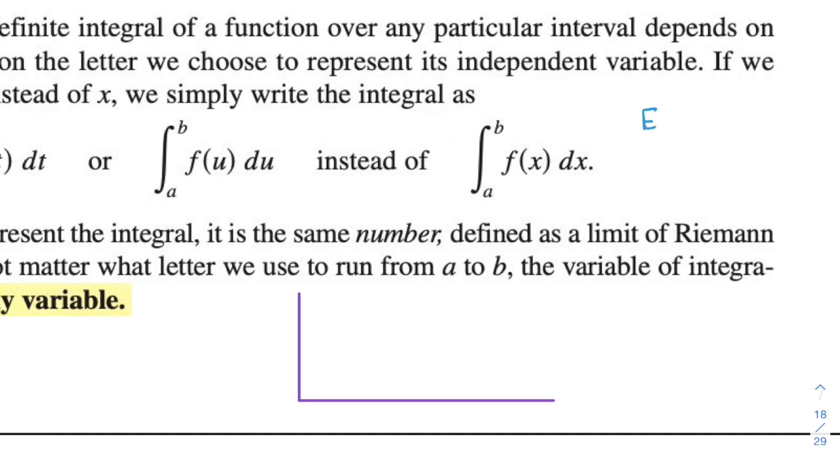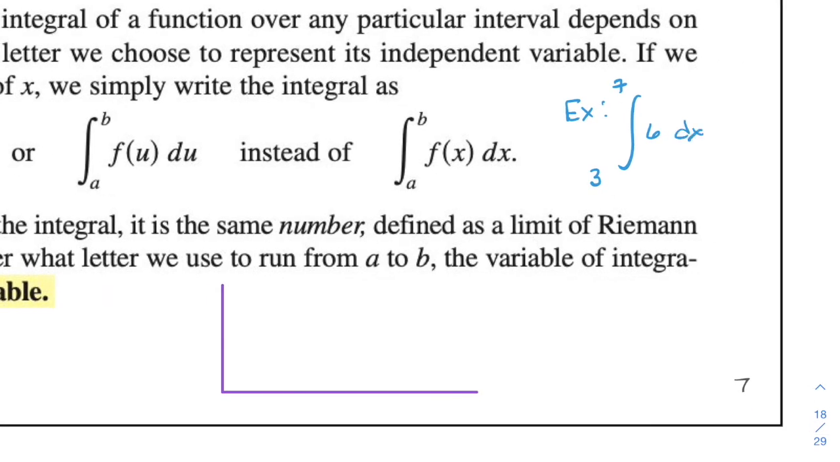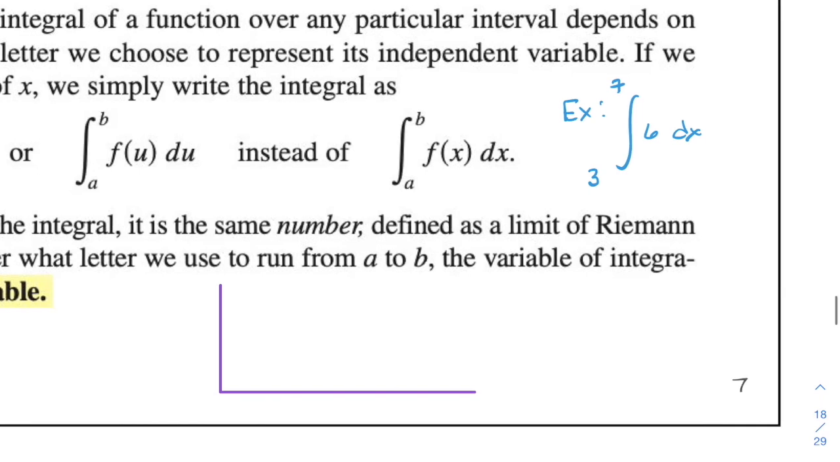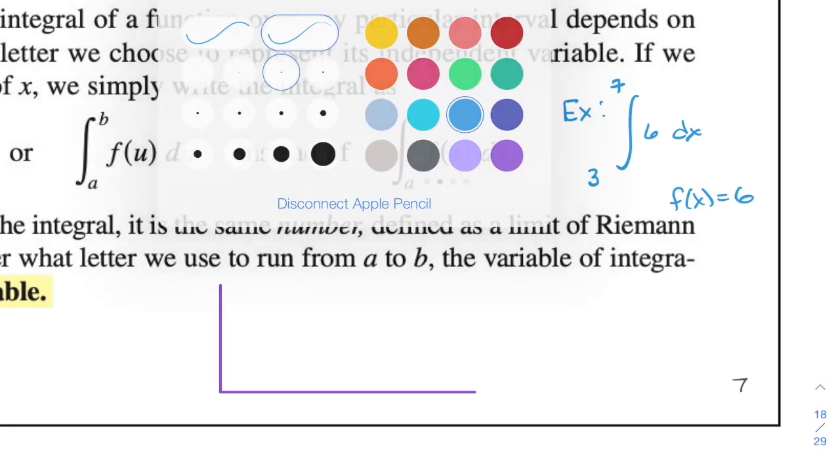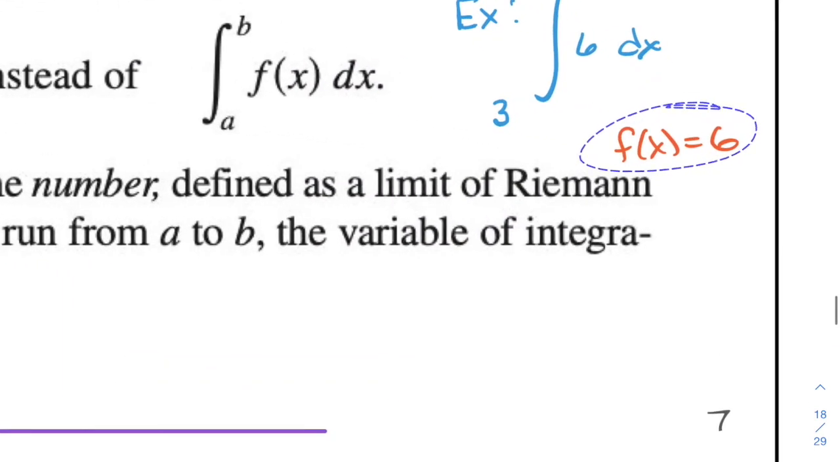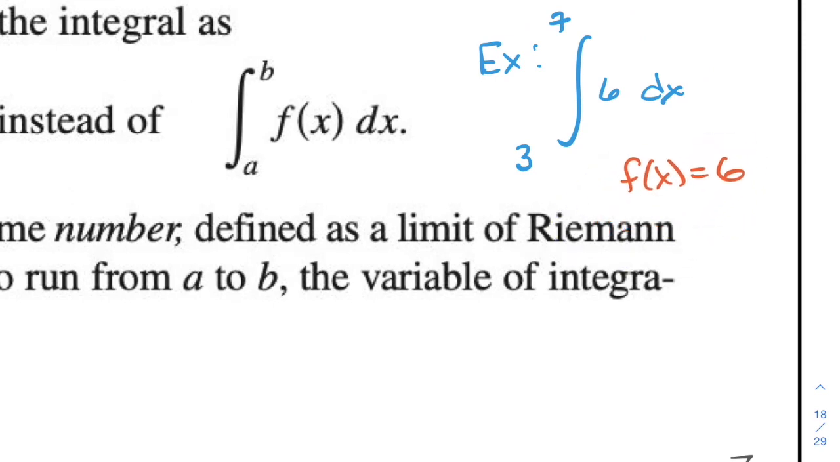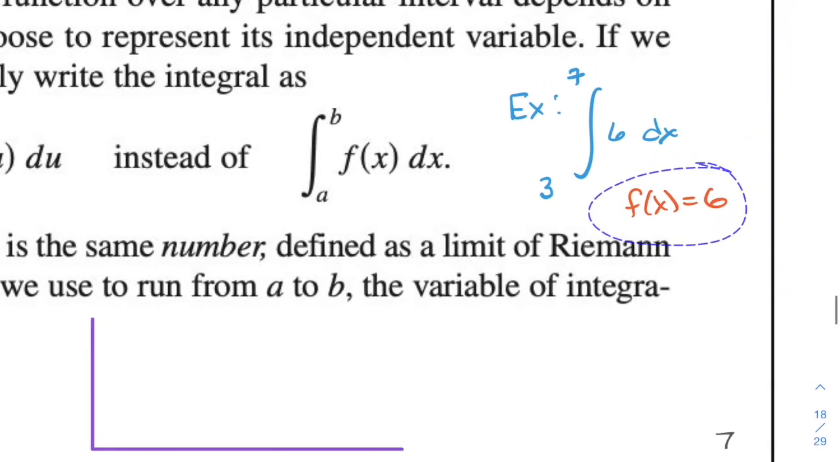Let's do an example. Let's do the integral from 3 to 7 of 6 dx. You're like, okay, well, what does that mean? Well, it means f of x equals 6. So what does that look like? Well, I'll color code this orange. What that means is you're really going to write that as a function. Whatever that number or variable is in there, you'll write as a function. Okay, so here's f of 6.